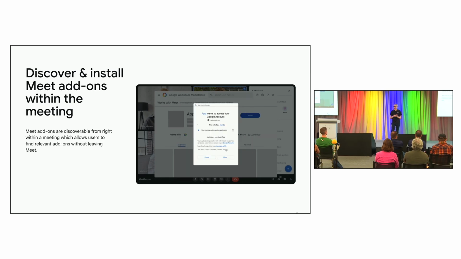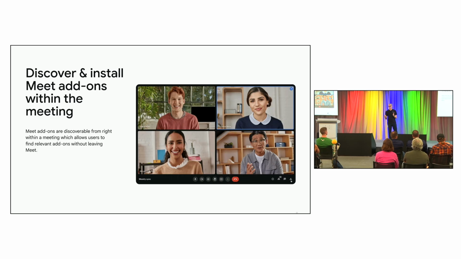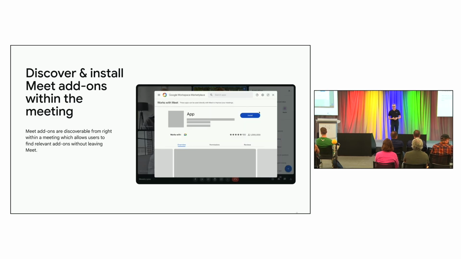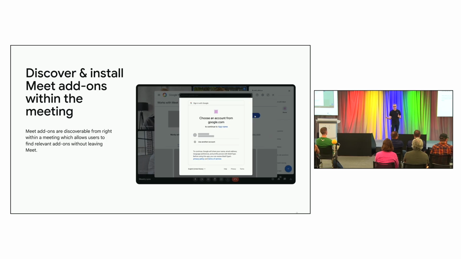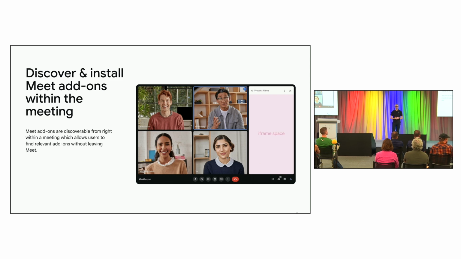So this is where the marketplace is going to come in, but also where your administrators would come in. On the right-hand side here, you're going to see the activities panel. If it's pre-installed by your domain, you're going to be able to find it right in the activities panel, and you can launch your add-ons right through the activities panel.